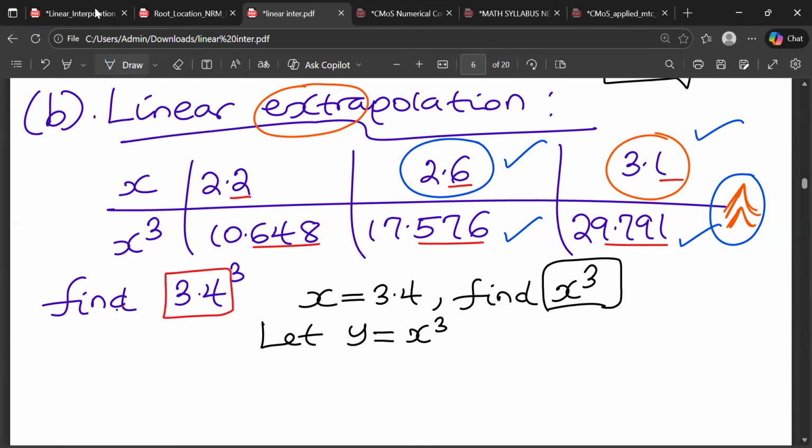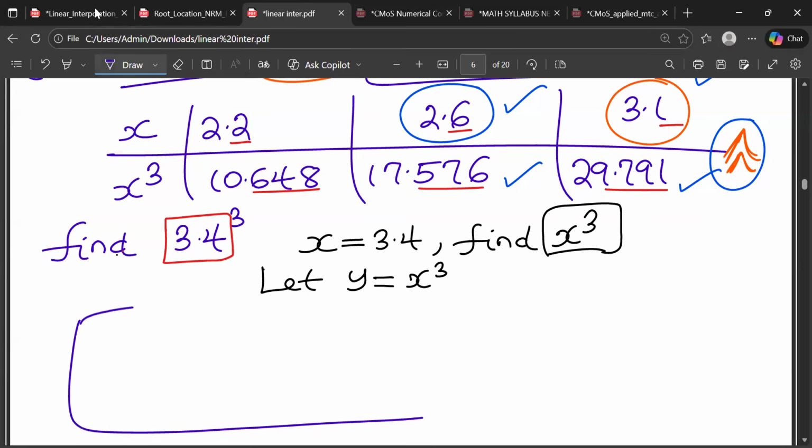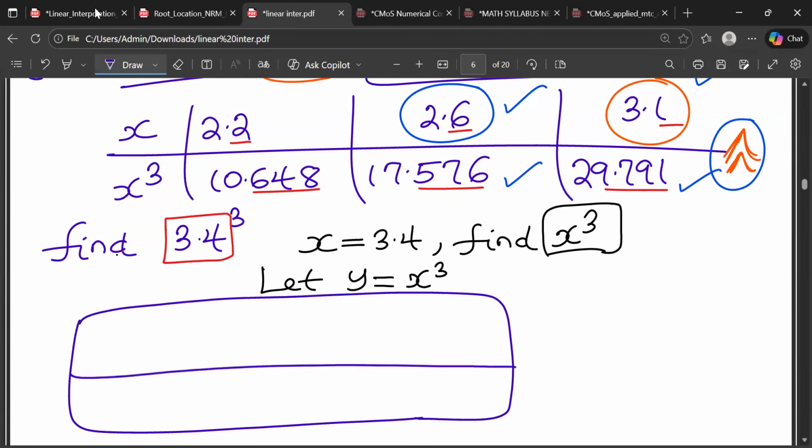So I'll come and draw my table as usual. My table should have 2 rows, 3 columns. So I'll come and do that. Come and put it here. I'll put things here like that. Then I'll come and put here my 2.6, my 3.1, because my value is coming at the end. This one will be 17 point.